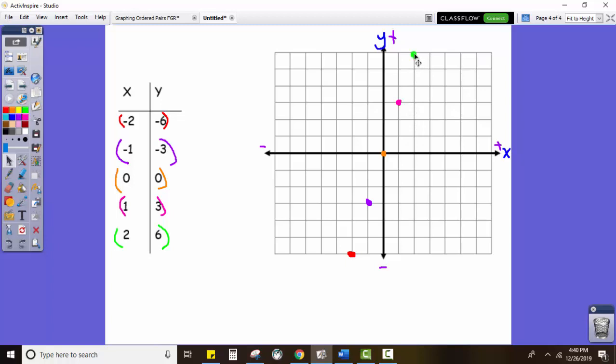And then I need to draw a straight line and make sure all of my points hit the line, which they do. Again, if you have a point that is not on the line or makes a curvy line, you plotted something wrong. So go back and check your positives and negatives and make sure you plotted them in the right place.